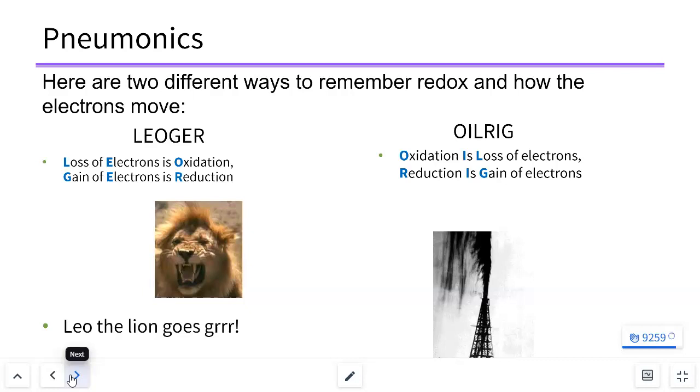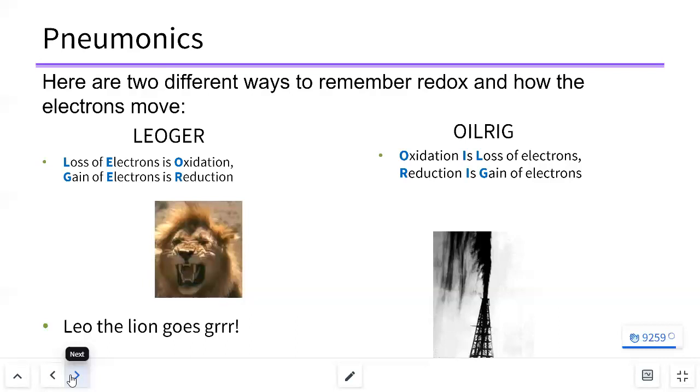So there are two common mnemonic devices that are used for this purpose. Your book focuses on the one here on the right, OIL RIG. OIL, oxidation, is loss. RIG, reduction is gain. Now, in both sets of cases, we're talking about electrons, so we can make that a little bit more clear. Oxidation is the loss of electrons. Reduction is the gain of electrons. So that's OIL RIG. That's what's used in your textbook.